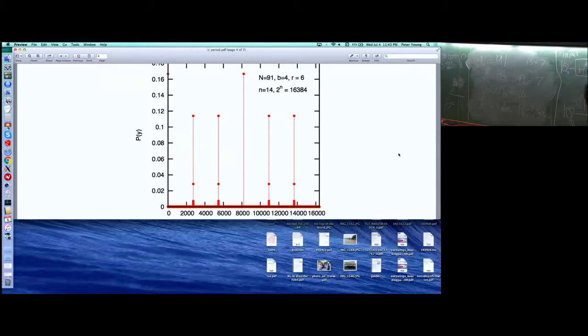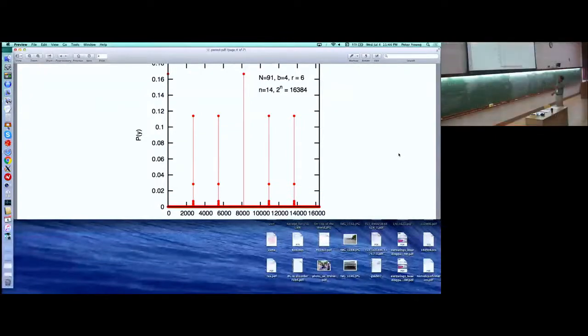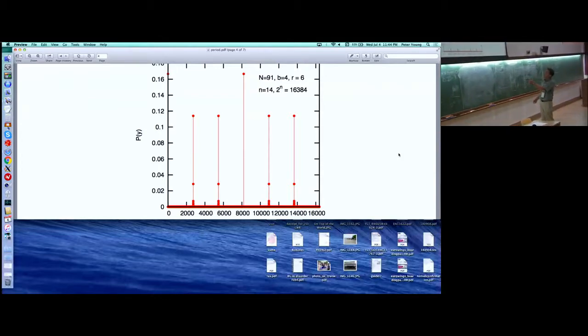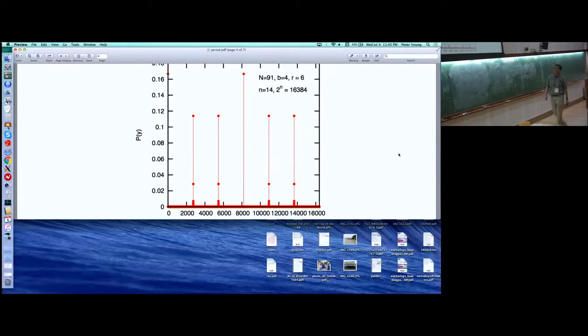So I worked out numerically then, for this example, what P of y is. And you see there are indeed sharp spikes. Remember, this is the Fourier transform. And there are 6 spikes, including one at 0. One at 0 is not actually very useful, but there is a dot there. 1, 2, 3, 4, 5, 6, because the period is 6. And you see you get very, very sharp peaks.